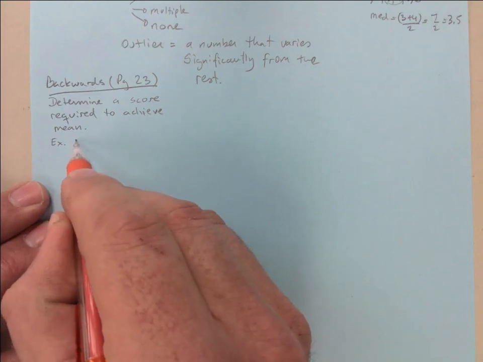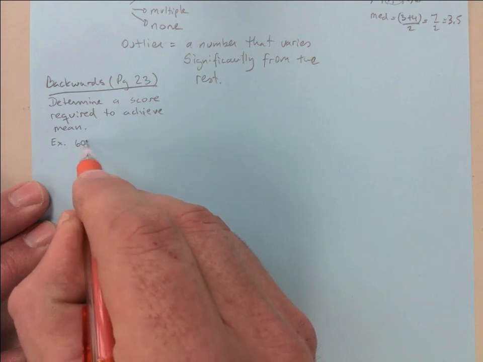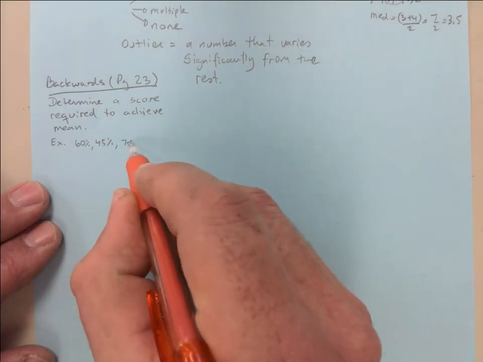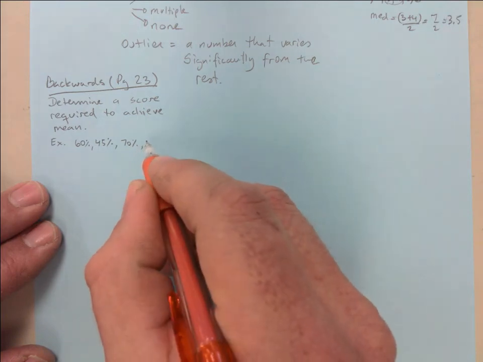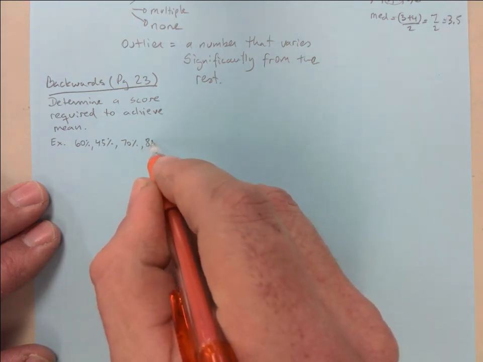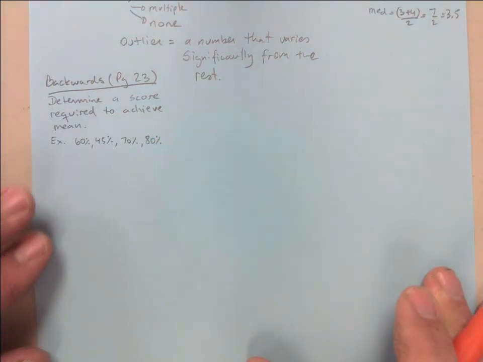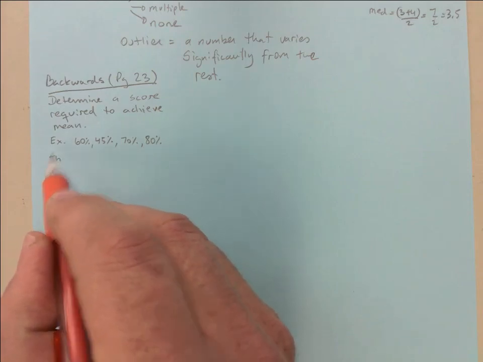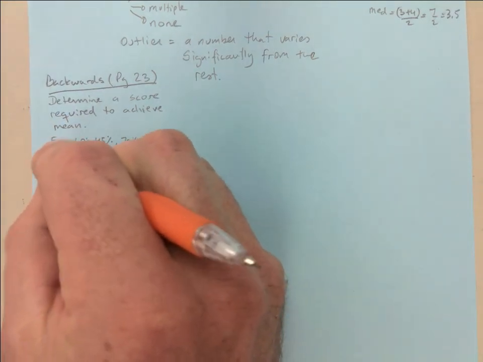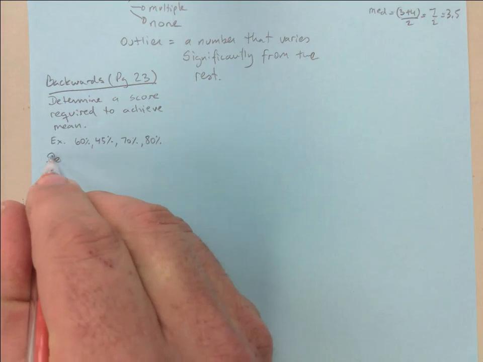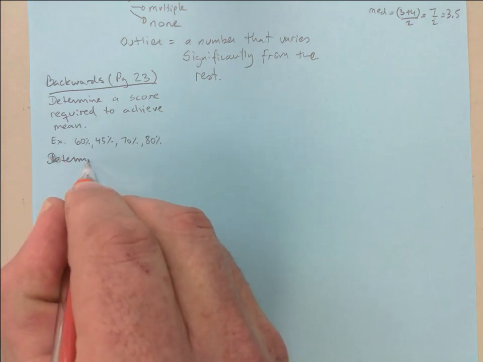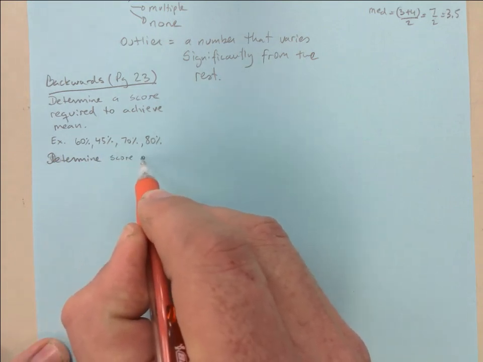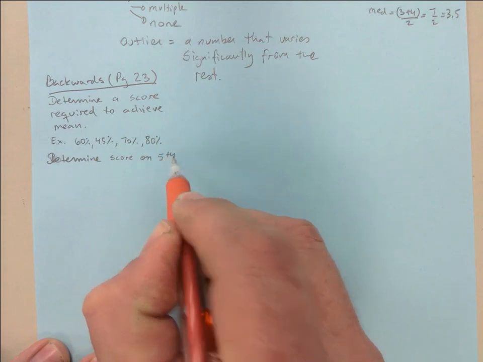Example, let's say you have test scores 60%, 45%, 70%, and 80%. Okay? I'll just say this. Determine score on 5th test.